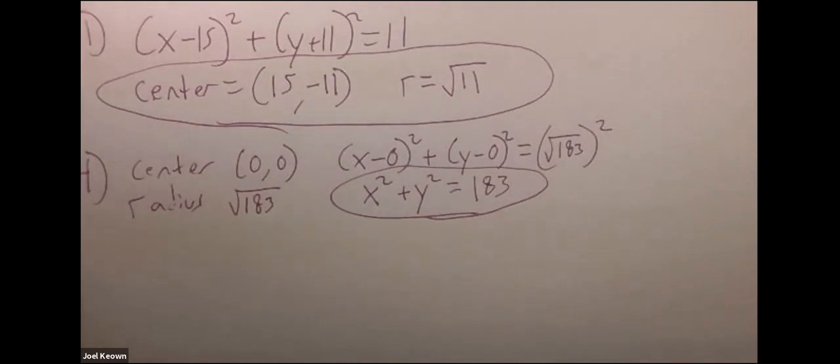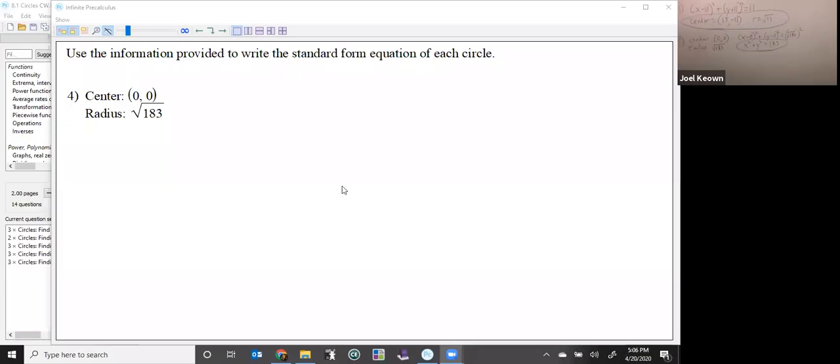Number 4. You can go ahead and pause if you want and try number 5. The answer in just a second. All right. So number 5 is x squared plus y squared equals 144, because 12 squared is 144.